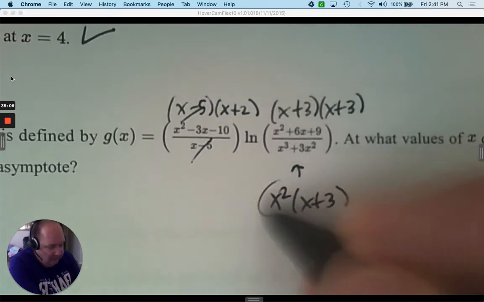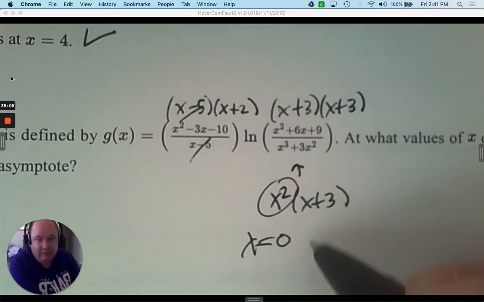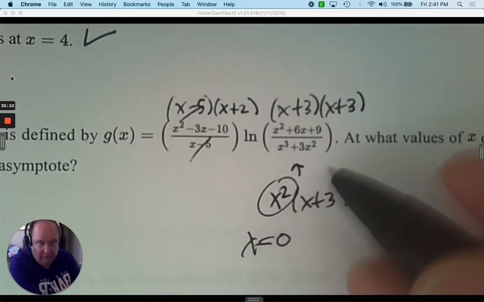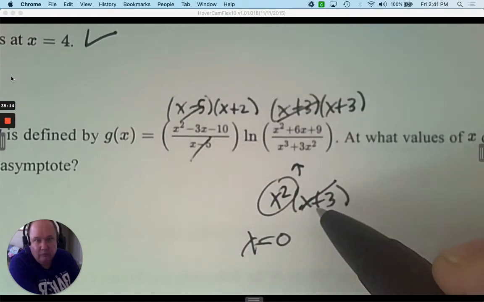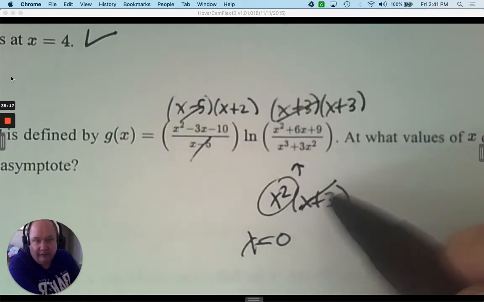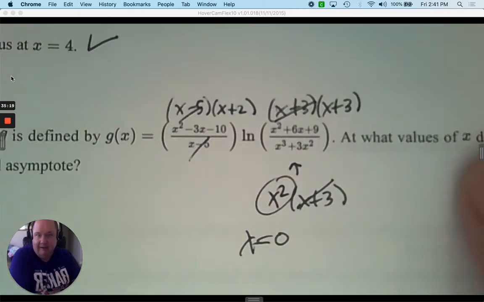Now, we can see that at x equals 0, there's going to be a vertical asymptote. But I can also see that x plus 3 gets removed. And so that removable thing then would create a hole.